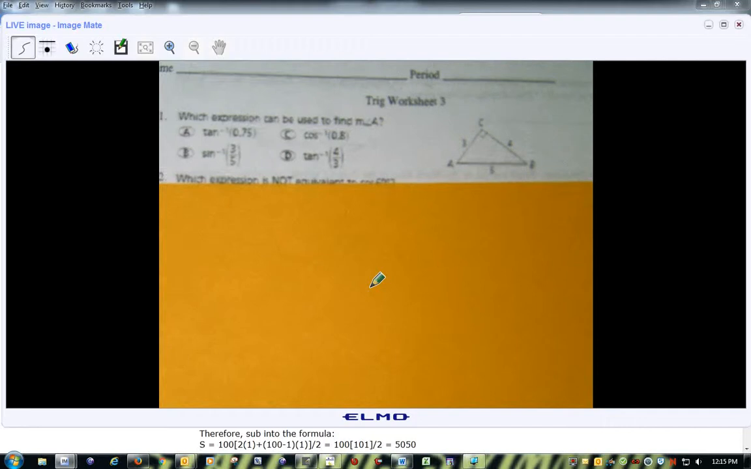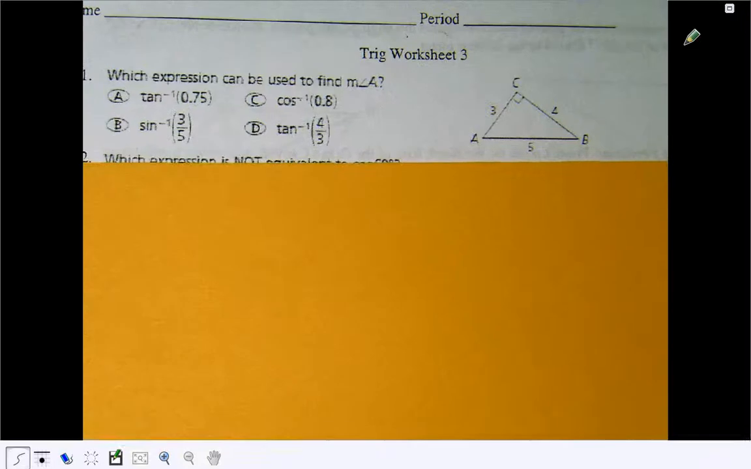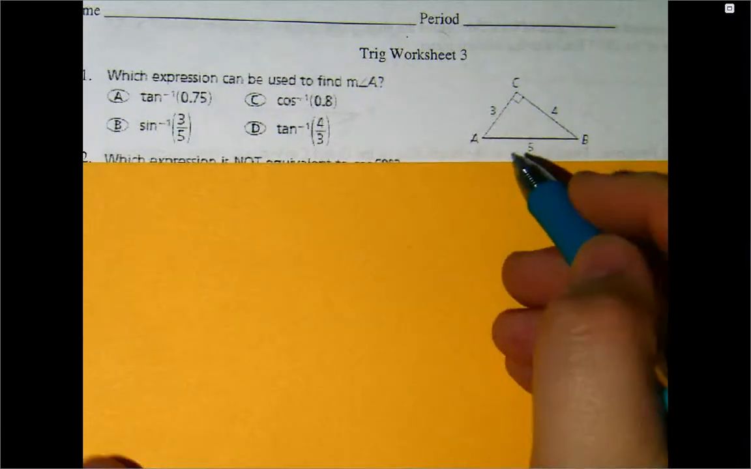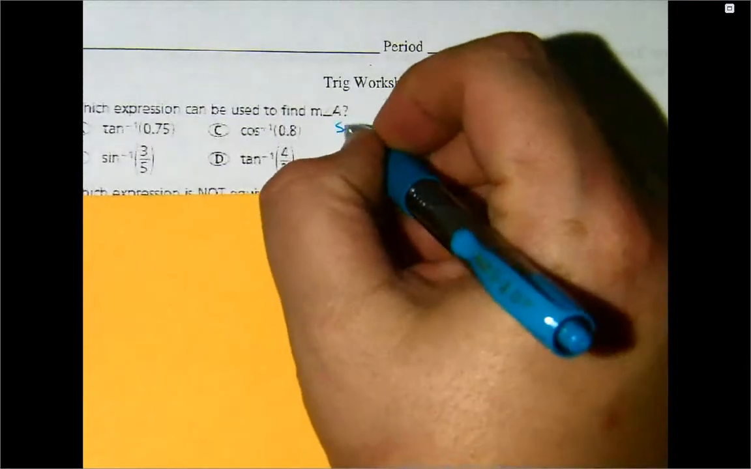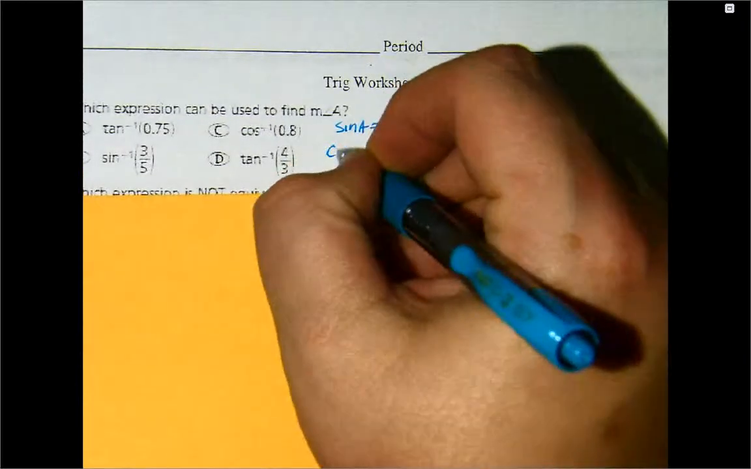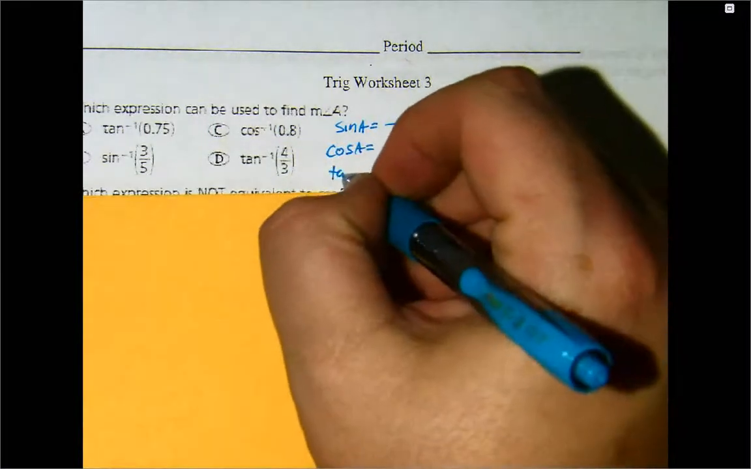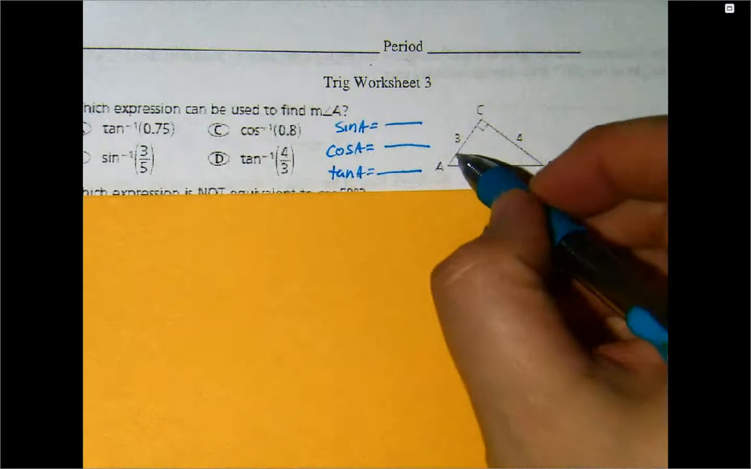Now the first question says, what can be used as an expression to find out what A is? And A is going to be this triangle right here. The best way to go about doing this is to figure out what the sine of A is, the cosine of A is, and then the tangent of A. So if you figure out those three things, here's A.